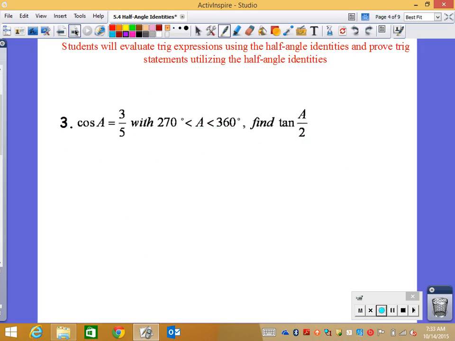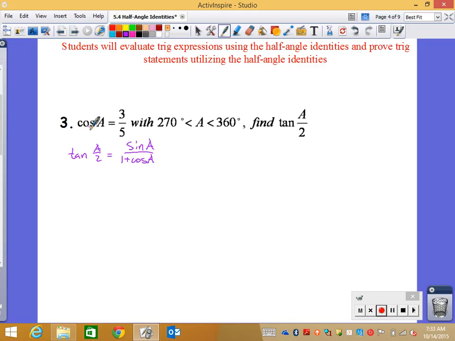Let's write down my tangent half angle formula. Tangent A over 2 is equal to, I'm just going to pick one. Neither one of them holds too much of an advantage here. So I'm going to do the sine A over 1 plus cosine A. Notice I'm given cosine A, but I don't have a sine A yet. Well, I can find that pretty easily.